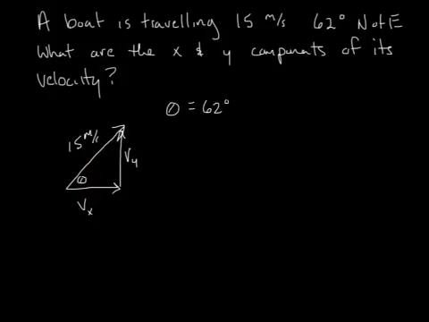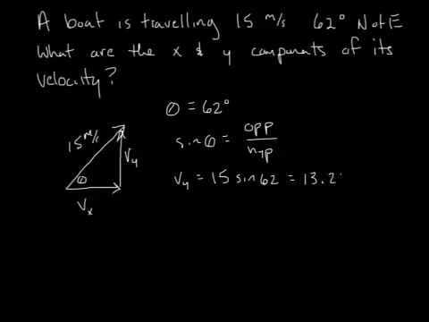And of course the sine of theta has to equal the opposite divided by the hypotenuse. So if I rearrange that, then I can say that Vy has to equal 15 times the sine of 62, and that comes out to be 13.2 meters per second.